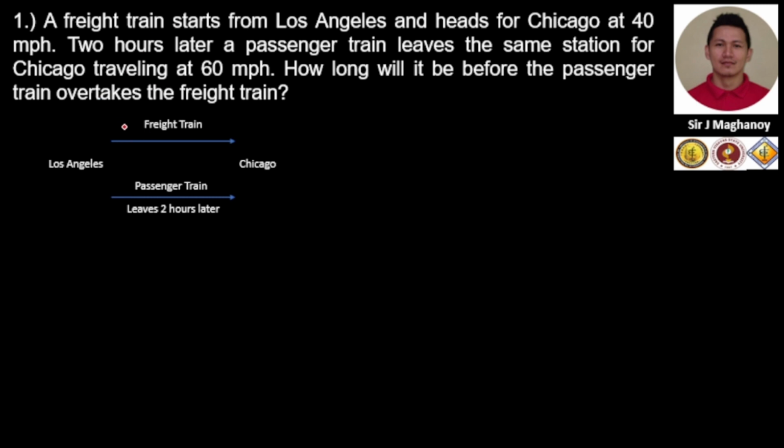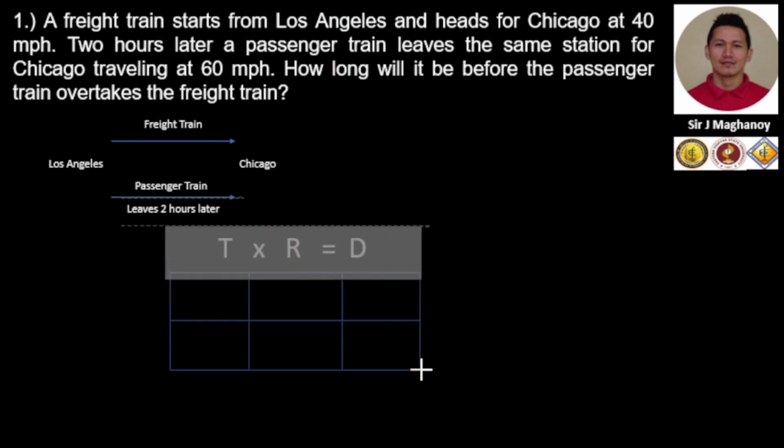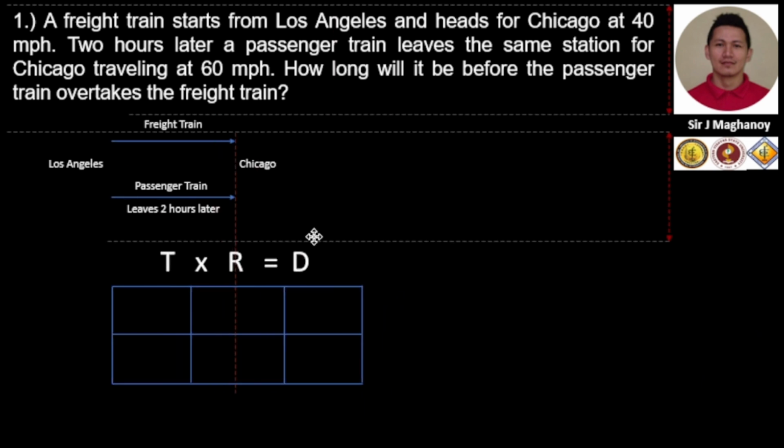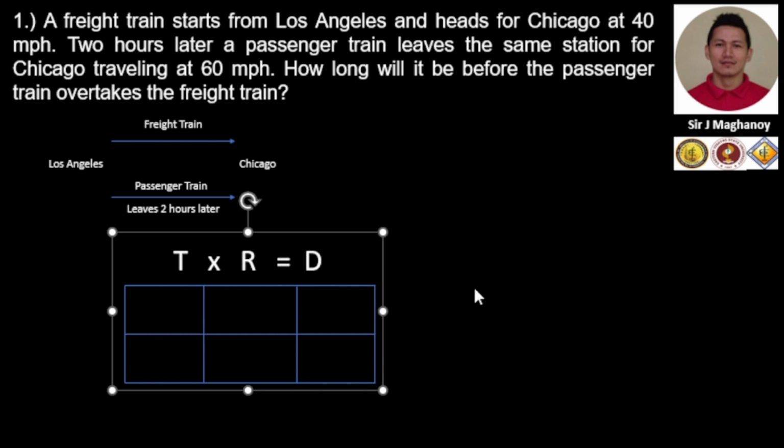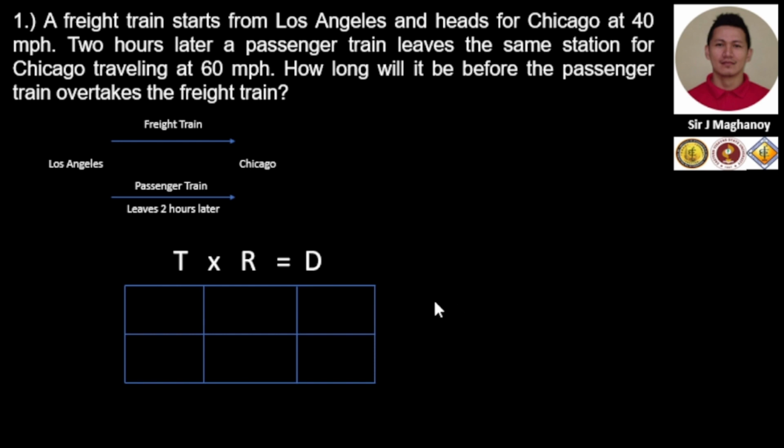Okay. In order for us to compose our equation, like in our number problems, we use the time rate distance box. Using this time rate distance box is one of the techniques in order for us to solve time rate distance problems easily. So we are comparing two moving objects, the freight train and the passenger train. But before we fill out our box or our table, let's understand the movement of our object, the two trains.